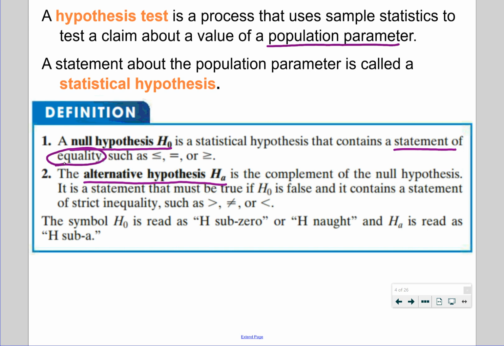The alternative hypothesis is the complement of the null, meaning whatever the null is, the alternative is everything else. And it will not have equality in its statement. So it might be strictly greater than, or less than, or not equal to, and that is the alternative. Okay, so again, every hypothesis test will have both a null and an alternative. The null is the statement with equality. The alternative is the complement of that. It will not have equality.